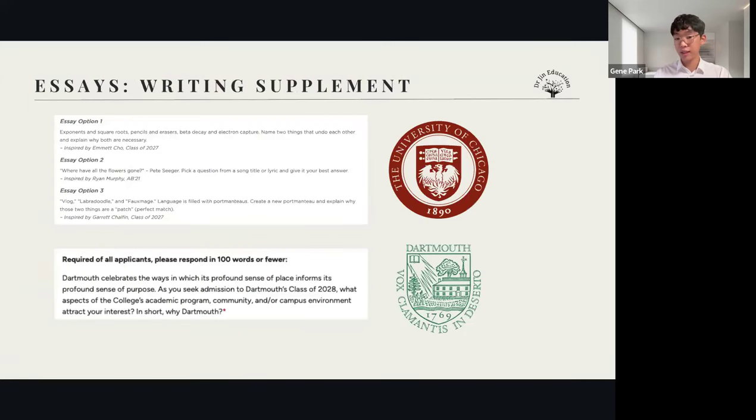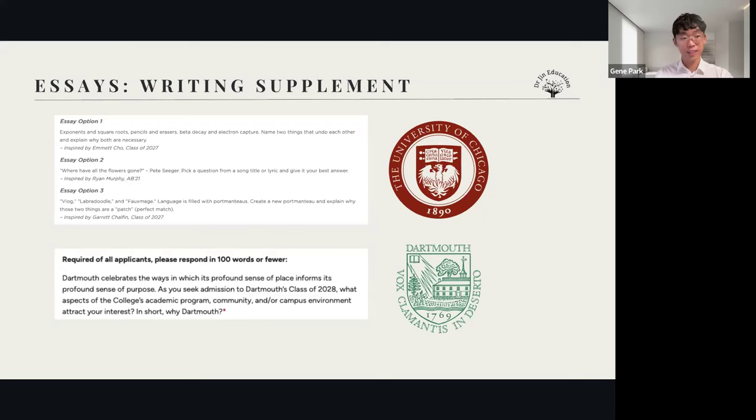So you will need writing supplements for each college you apply to. The less selective colleges generally will simply accept your primary personal essay, and they won't ask for anything else. But especially with more selective colleges, they will ask for supplemental essays. And some of these are actually really fun too. I personally quite enjoyed writing a lot of these.